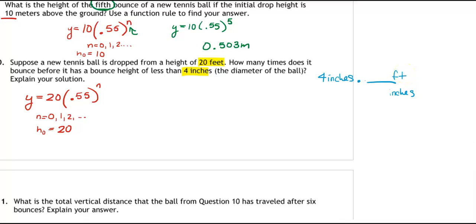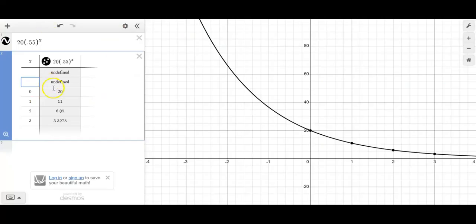I think we can all agree that there are 12 inches in 1 foot. So I go 4 divided by 12. That means 4 inches is 1/3 of a foot, also known as 0.333 feet. Now that's really what I'm looking for, that output value of 0.33. So let's see what that looks like. I'm running this through the calculator in Desmos right now just to see what we've got.